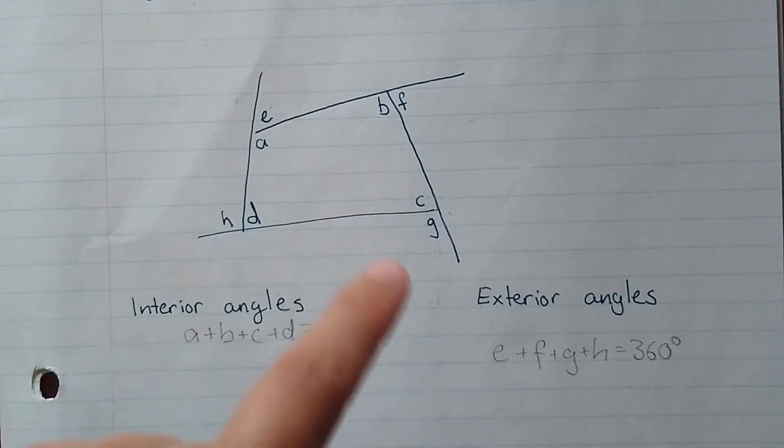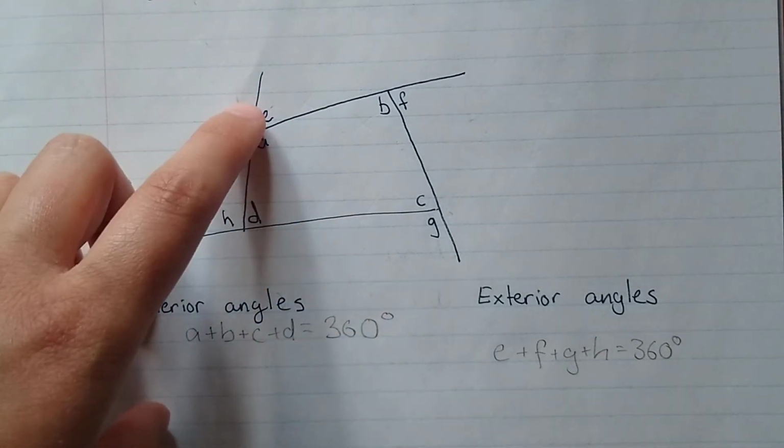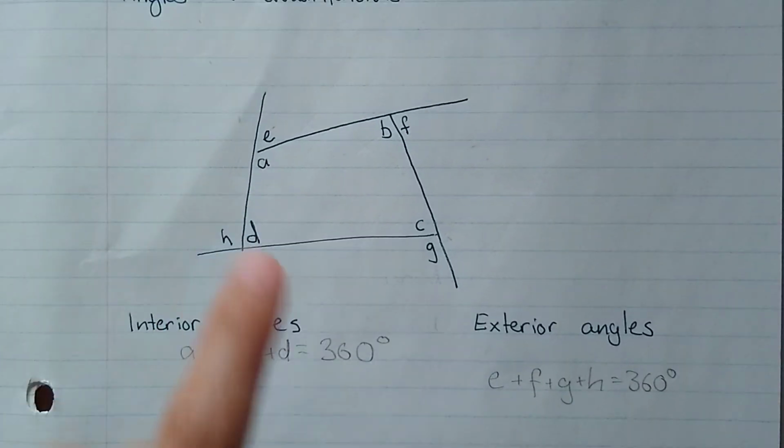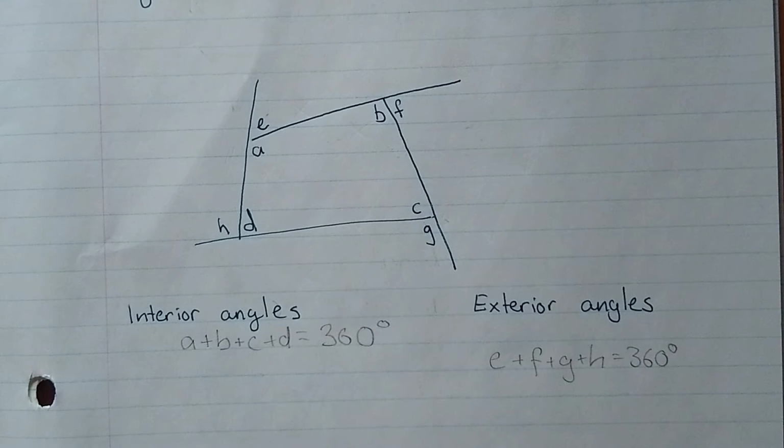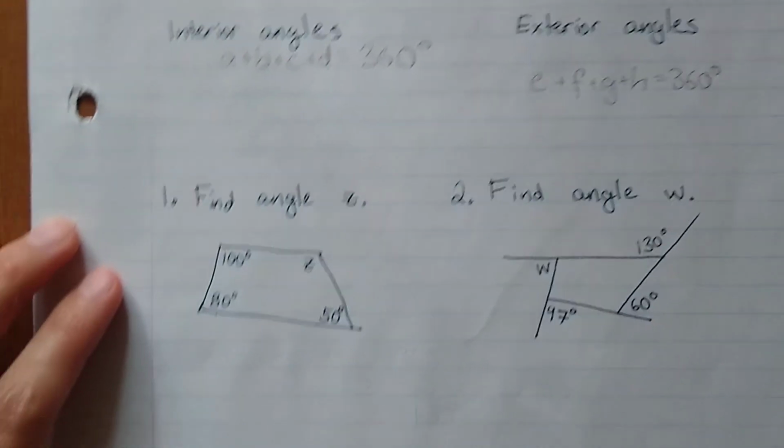And the rule is actually the same for exteriors. So E, F, G, and H on the outside also all add up to 360. So we can use this to solve for missing angles.